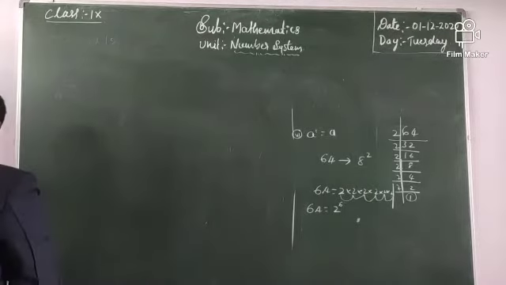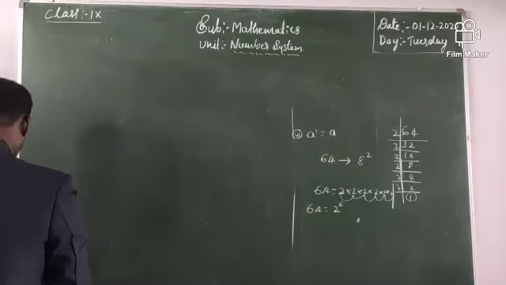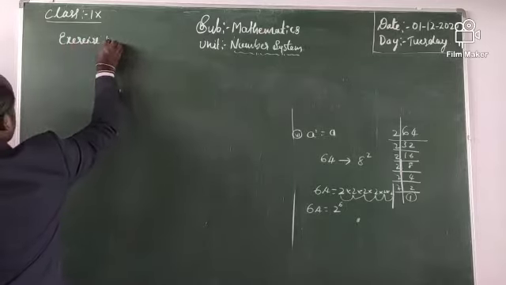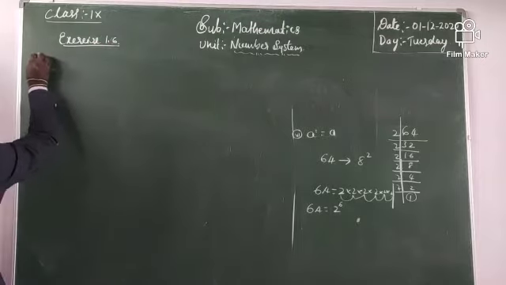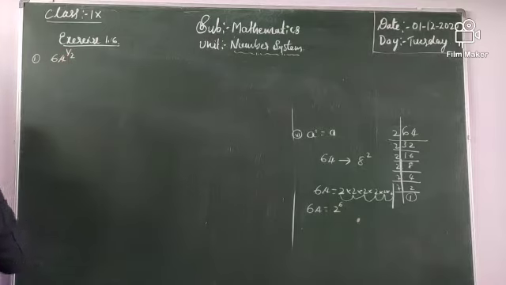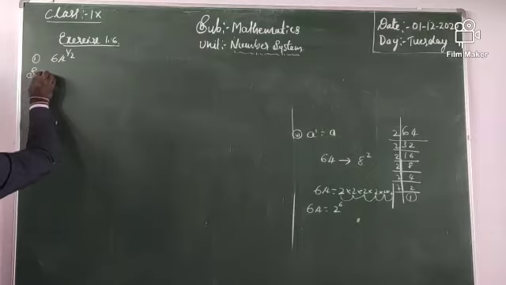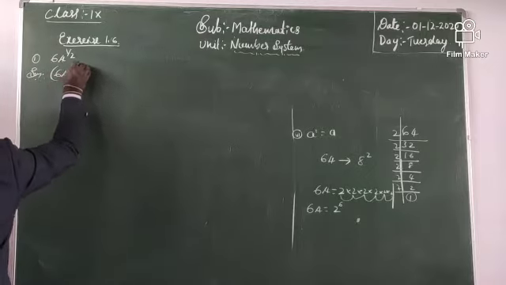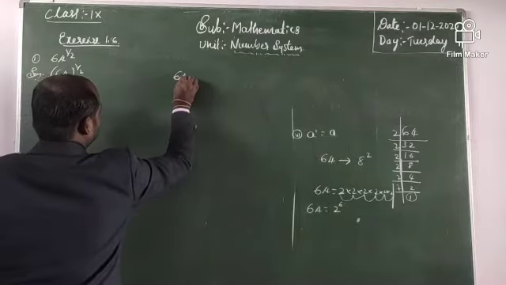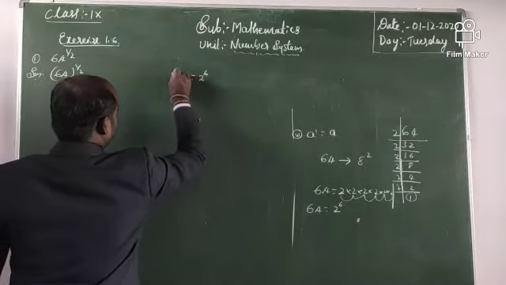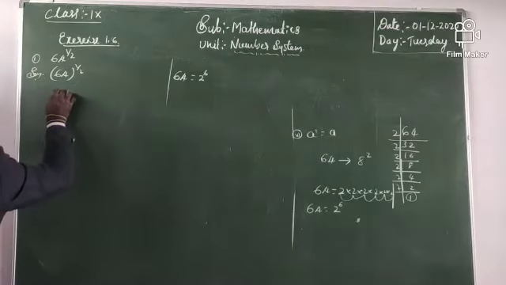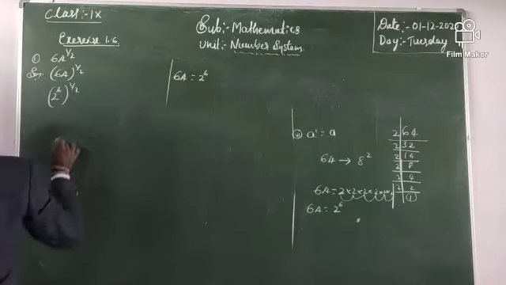Here, first problem, that is exercise number 1.6, first one: 64 whole to the power of 1 by 2. Okay, solution: 64 to the power of 1 by 2. We have to remove this 1 by 2. How can you write it? See, children, here 64 equals 2 to the power of 6. Therefore, 64 can be written as 2 to the power of 6, whole to the power of 1 by 2.